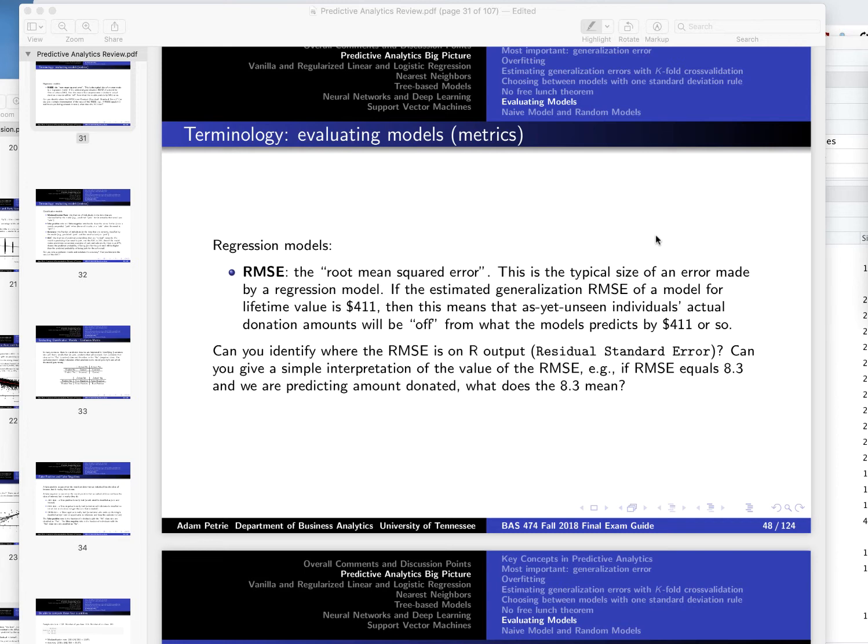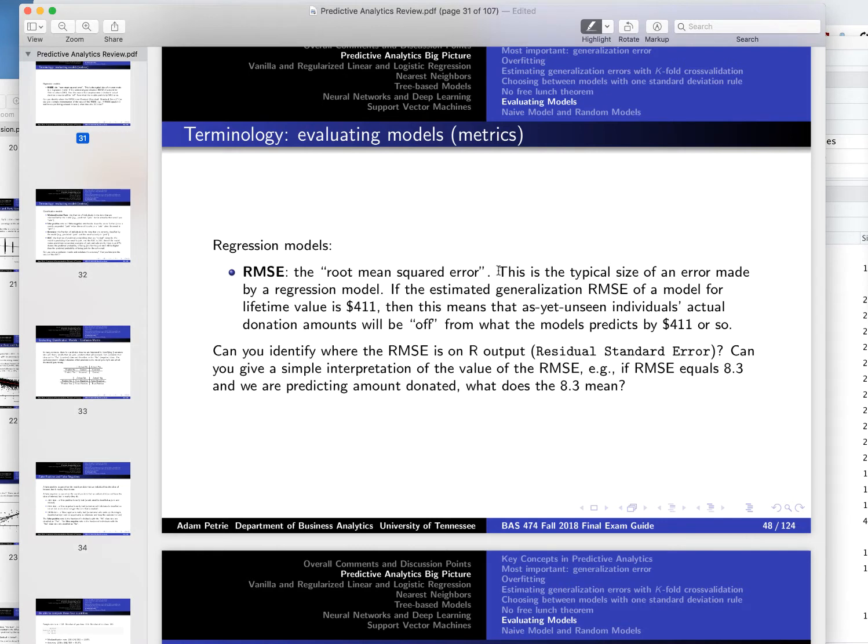The way that I like thinking about the RMSE is that it's just the typical size of an error made by the model. So if we're trying to predict, say, the lifetime value of a customer, and we find that a model that we like has an RMSE of $411, that means that the predictions are typically about $411 off from the true lifetime values of the customers. Whenever our result is a numerical response, that's what we'll be comparing between different models. It's a little bit easier to compare numerical response models because there's only really one thing that we look at, that root mean squared error.